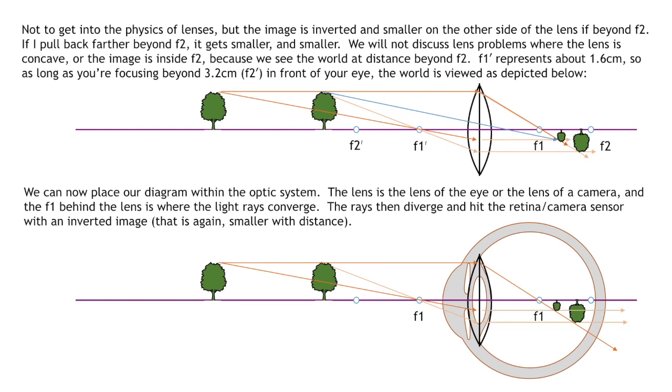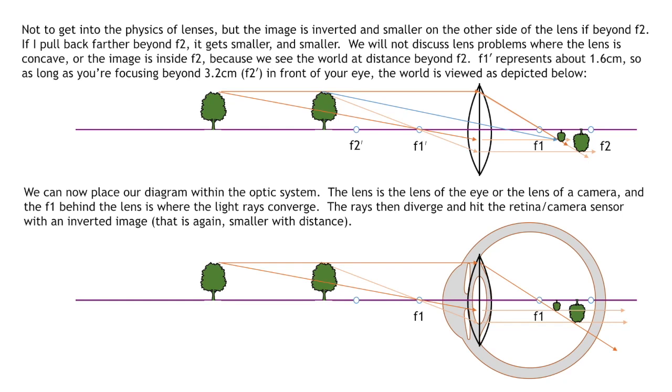f1 prime represents about 1.6 centimeters within our eye. So as long as you're focusing beyond about 3.2 centimeters, f2 prime in front of your eye, the world is viewed as depicted. We can now place our lens diagram within the optic system. The lens is the lens of our eye or the lens of a camera, and the f1 behind the lens is where the light rays converge.